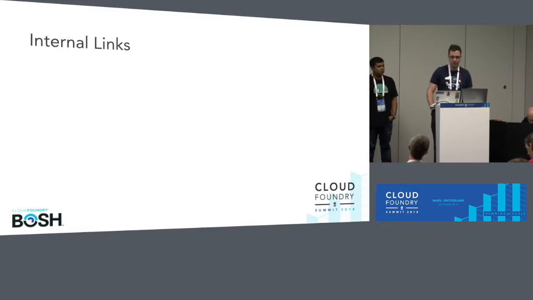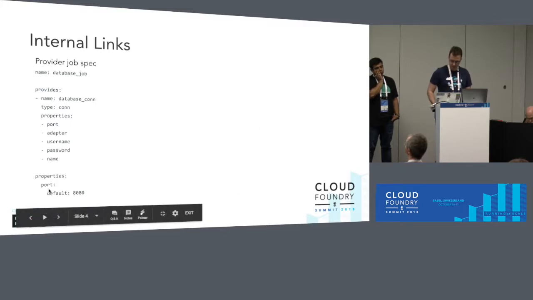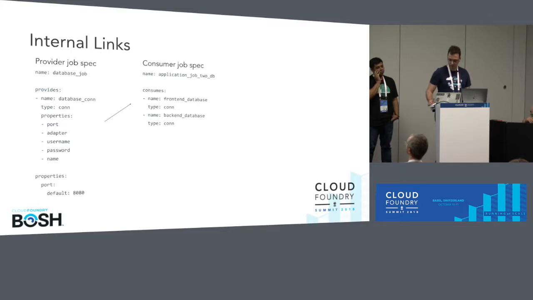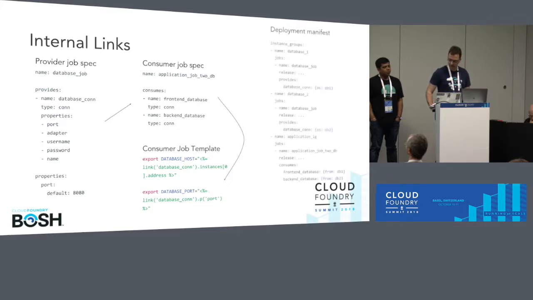Quick example, as most of you hopefully have used Links and know about them. There are essentially two types of links. You can have internal links within the same deployment. Within a job spec, you would declare the name of the link, the type of link, and what properties it would provide, and you can have default options. You have consuming jobs, which specify the name and type of link to consume. And you might have a consumer job template, such as a configuration file, that actually reads the link information and renders it into a template.